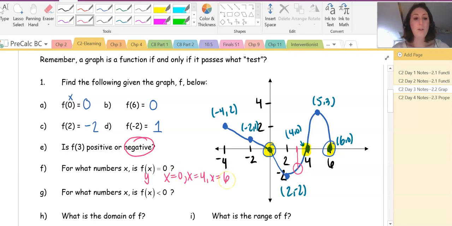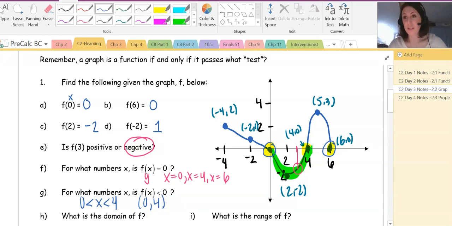Okay. For what numbers x is f of x less than 0? So if f of x is less than 0, your y coordinate is less than 0, which occurs over this interval right here. So you have two options. You could write this as an inequality, 0 less than x less than 4, or what you're going to see a lot of is interval notation for this situation, and it would just be written like this.